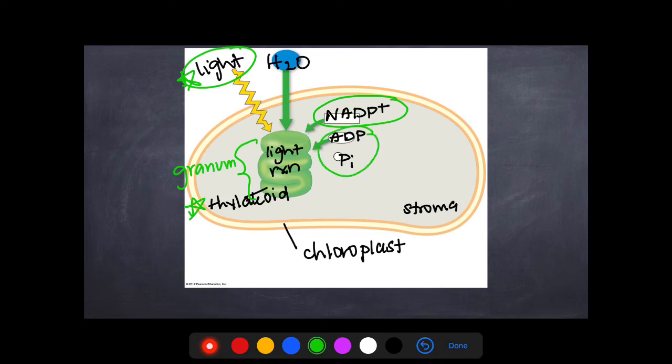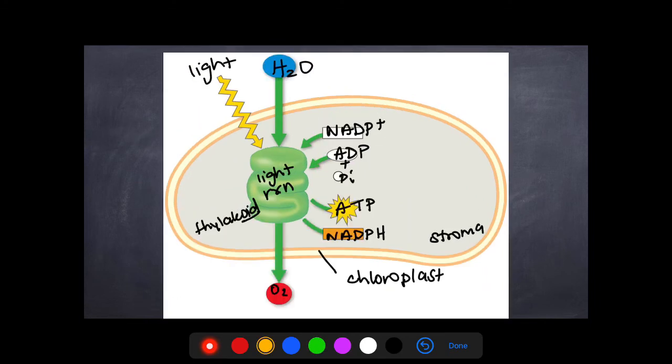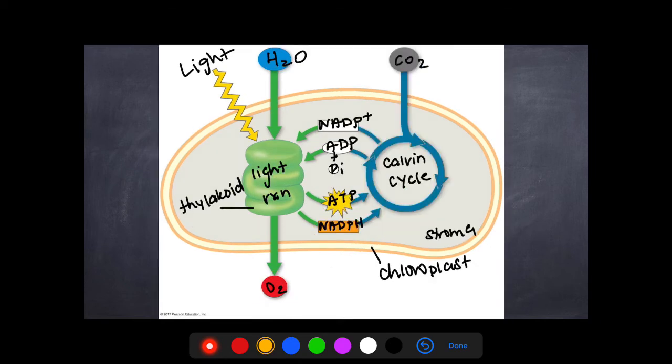So you have NADP plus coming in. It's going to take electrons, and it's going to help convert ADP into ATP by adding this inorganic phosphate right here. So you see here pretty much what I said. ATP is created because ADP and the inorganic phosphate are supplied with energy to make ATP, and NADP plus gets an electron that it can now transport to wherever it needs to go. While this is happening, oxygen is being made as well.